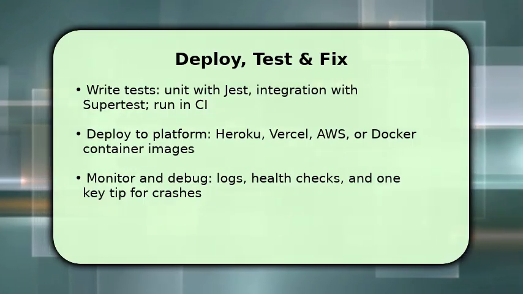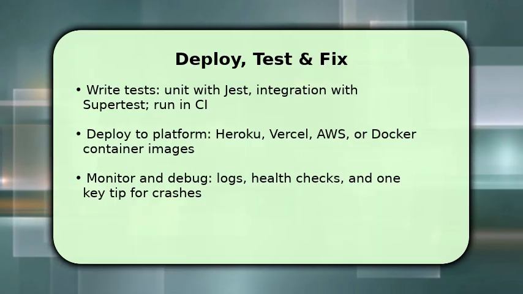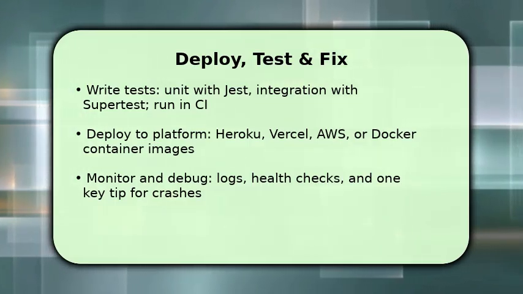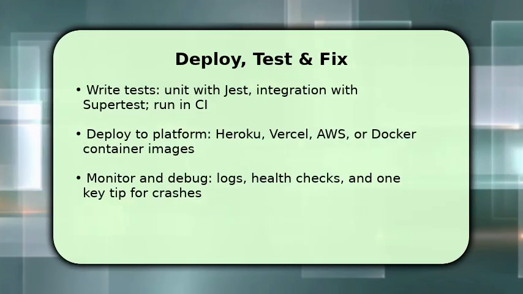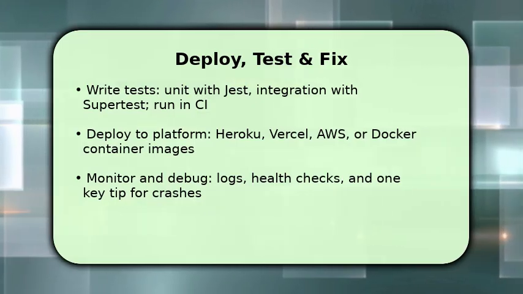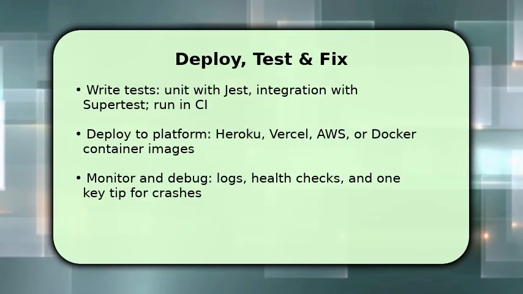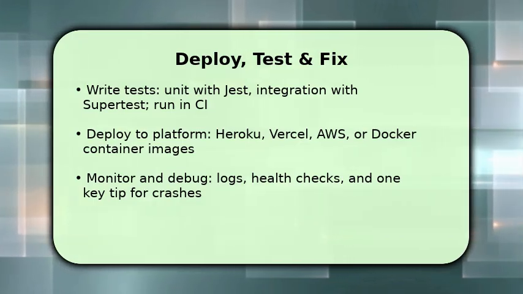so regressions are caught early. Deploy using a container or platform: build a Docker image, or push to Heroku, Vercel, or AWS with environment config and health probes. Monitor logs and expose metrics. Set restart policies for resilience.